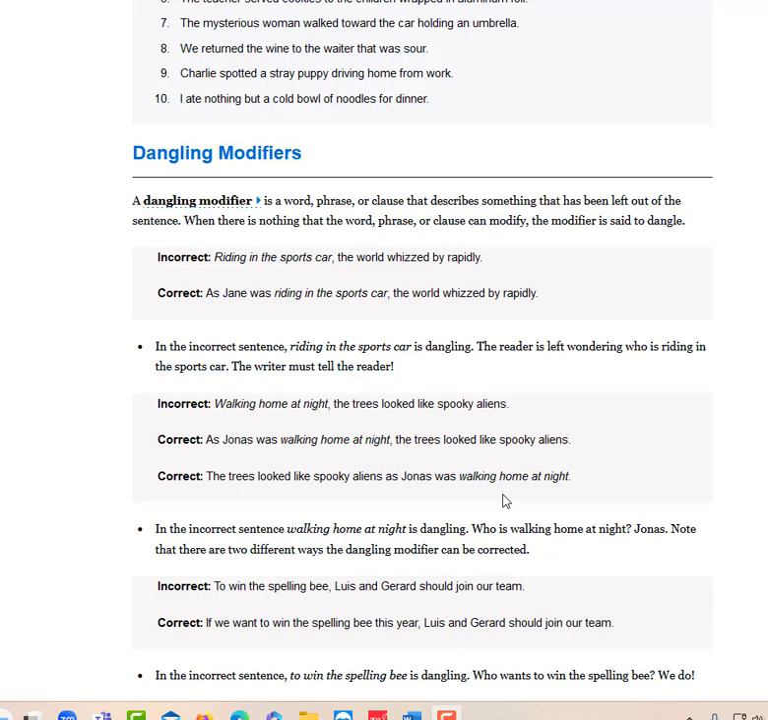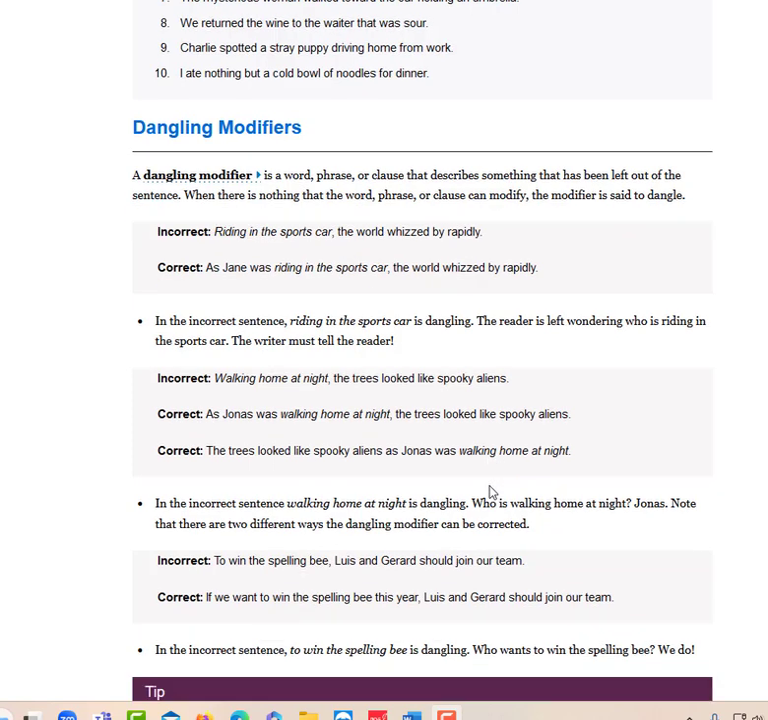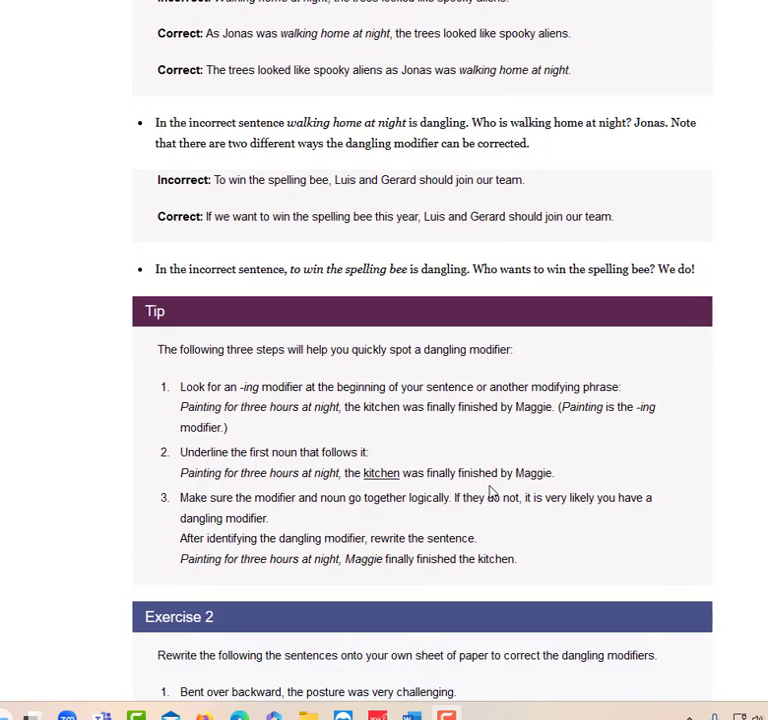Incorrect. To win the spelling bee, Louis and Gerard should join our team. Correct. If we want to win the spelling bee this year, Louis and Gerard should join our team. In the incorrect sentence, to win the spelling bee is dangling. Who wants to win the spelling bee? We do. Tip. The following 3 steps will help you quickly spot a dangling modifier.